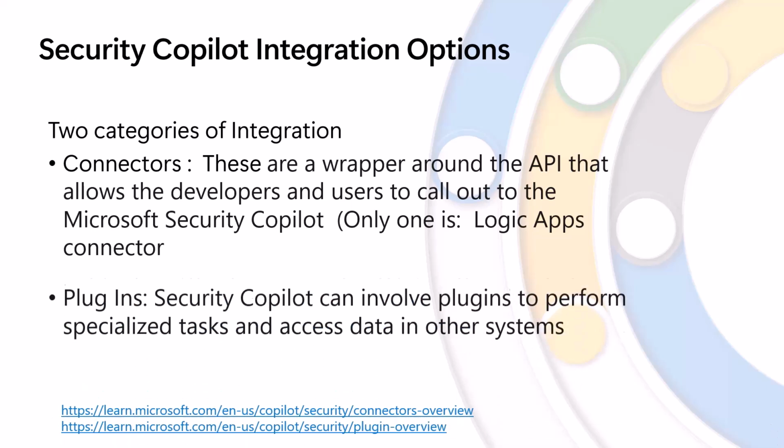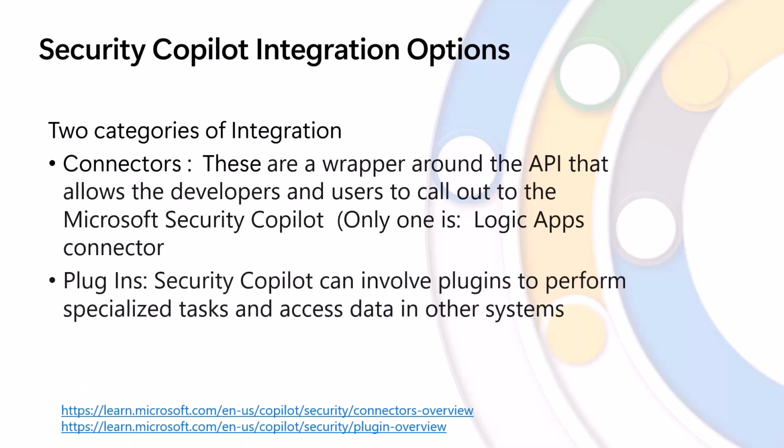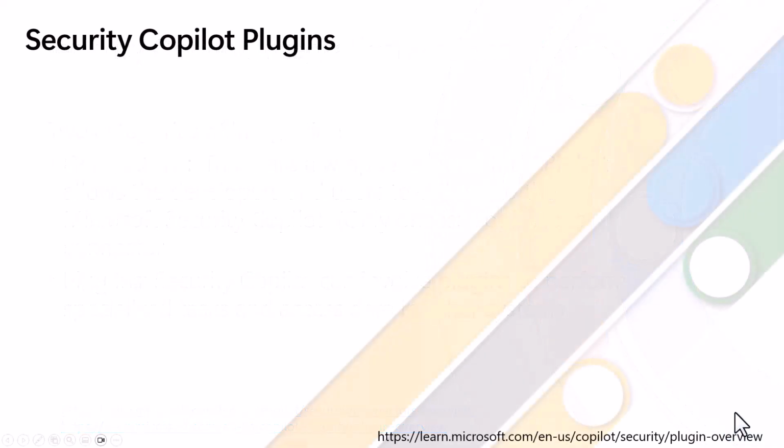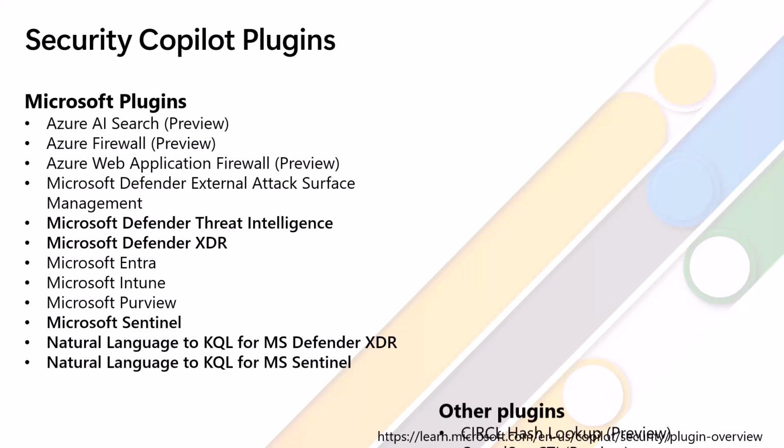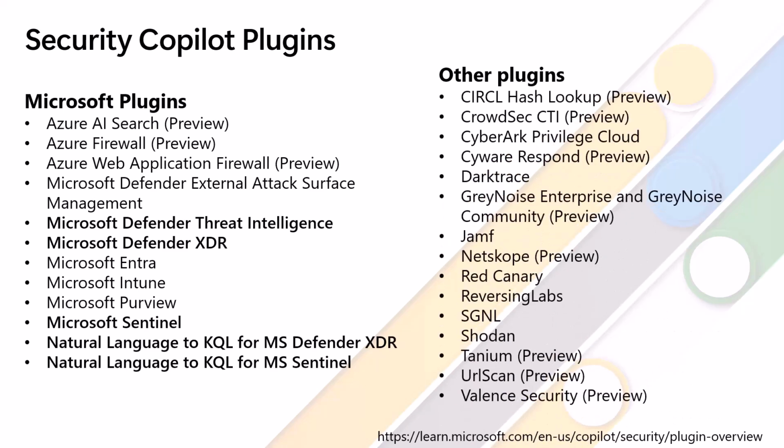Much more common are the Security Copilot plugins. These allow Security Copilot to perform specialized tasks and access data in other systems. For example, Security Copilot uses plugins to get incident data from DefenderXDR and threat intelligence from MDTI. Security Copilot comes with many default plugins and, as you can see here, supports several other Microsoft and non-Microsoft plugins. You can also extend Security Copilot's capabilities by adding or creating your own plugin.